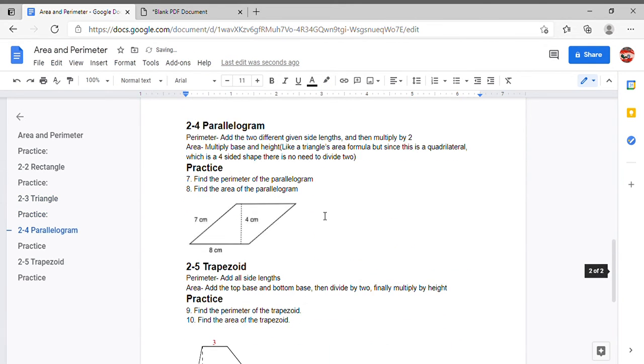Now on to 2-4, a parallelogram. To find the perimeter of a parallelogram, add the two different given side lengths and then multiply by 2. And then for the area, you are going to multiply the base and height like a triangle's area formula, but since this is a quadrilateral, which is a 4-sided shape, there's no need to divide by 2.